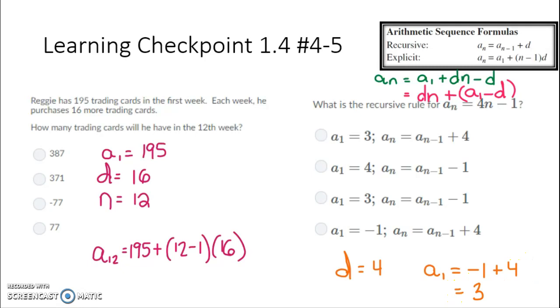So now you have the pieces that you need to fill in the recursive rule that you see right here in this first line. I'm going to take d equals 4. I know that my first term is 3, or you can say that the term that comes before your first one is negative 1. So there's a couple of ways that you could say it. You could also say that a sub n minus 1 equals negative 1. And so right here you have multiple pieces that you can work with to fill into this top formula right here.